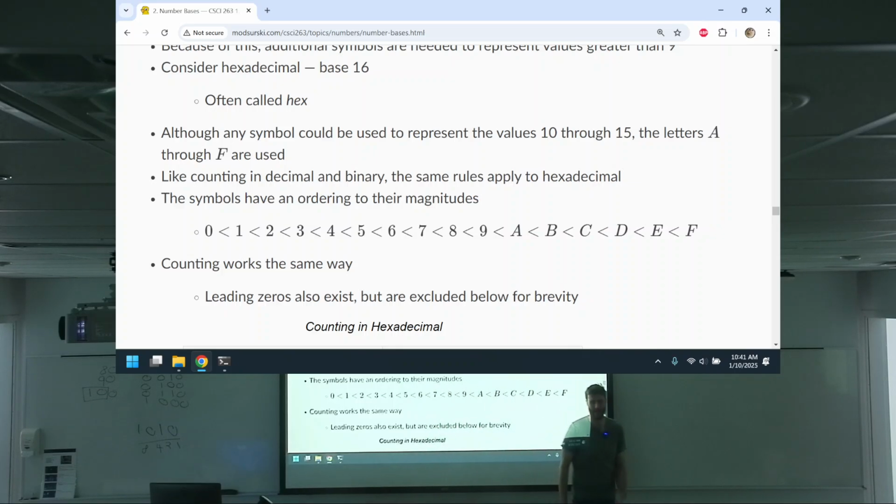F means 15. How do I get to 16? I want to represent the value 16, but I'm out of symbols. What do I do? I restart at 0 and increment the next, because remember, there are leading zeros.